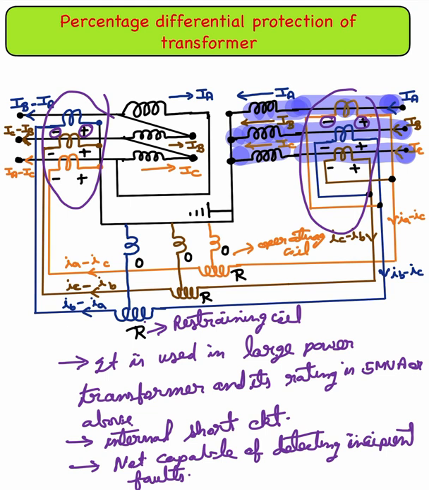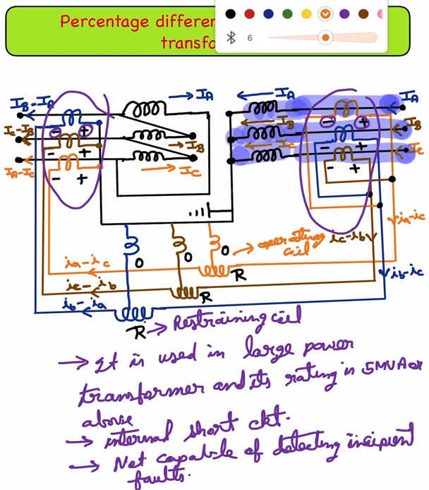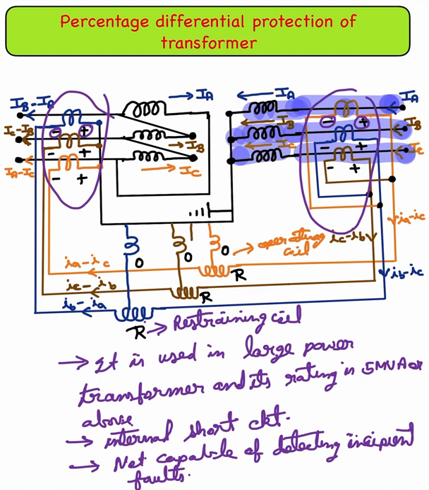There are two conditions, one for external faults and one for internal faults. For external faults, the current flowing in the operating coil of the relay due to the CTs on the primary side is opposite to the current flowing due to the CTs on the secondary side. Current flows from both sides of the operating coil, and that is IA minus IC on each side.